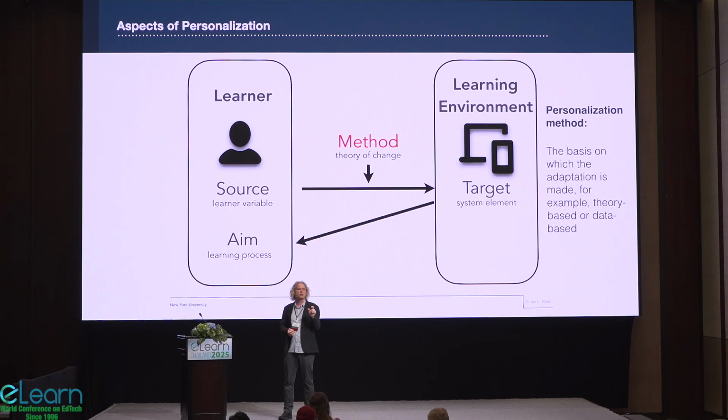And that has to be theory-based or empirically based. And that's where we're currently falling short. We have sources that we can look for. We have aims that we want to address. We have targets in the learning environment because we could change things in the learning environment.